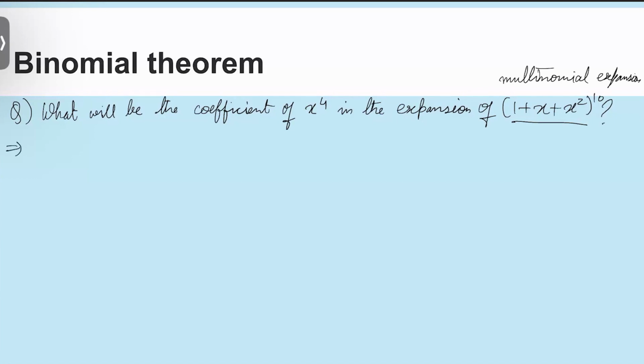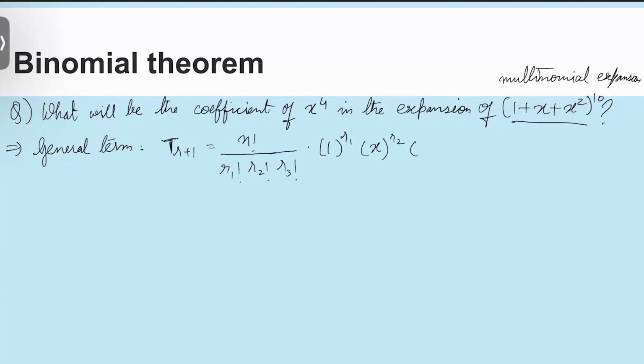Okay, so when you have multinomial expansions, the general term can be written in the form of T r plus 1 equals n factorial upon r1 factorial, r2 factorial, and r3 factorial, multiplied by your 1 raised to r1, then your b or x raised to r2, and x squared raised to r3.